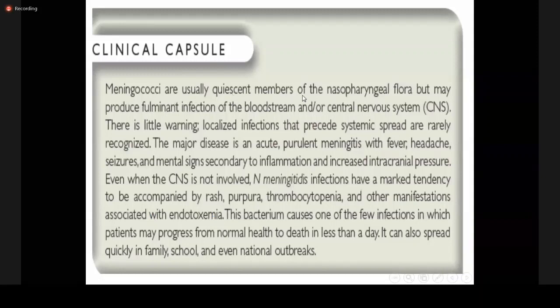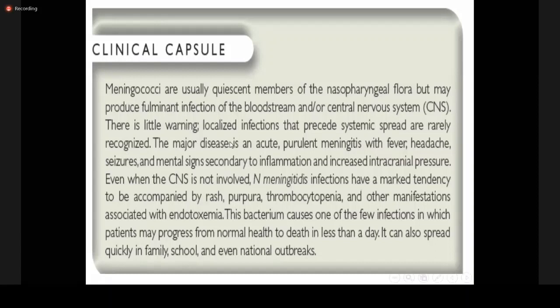So meningococci are usually quiet members of the nasopharyngeal flora. Some people, not all, are carriers for meningococci, and they have protective antibodies in their blood against this microorganism. And sometimes this quite innocent microorganism may become quite aggressive and produce fulminating disease. It goes to the blood and reaches the CNS, causing meningitis, for example. And this occurs, unfortunately, without warning. That is to say, it can spread to the blood from a local site and cause very serious disease.